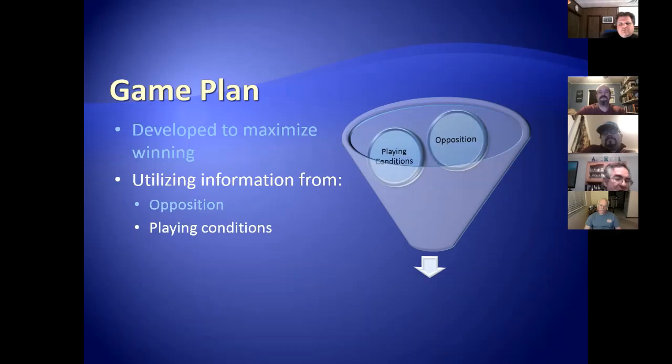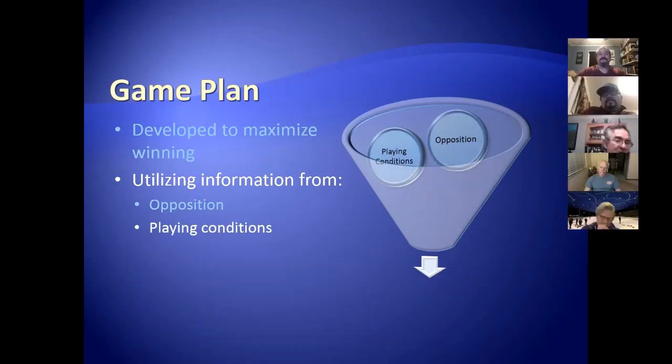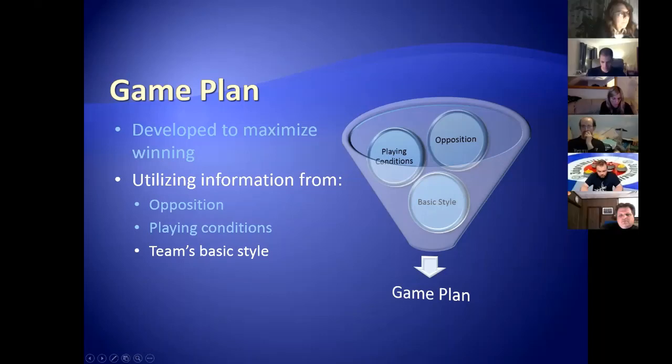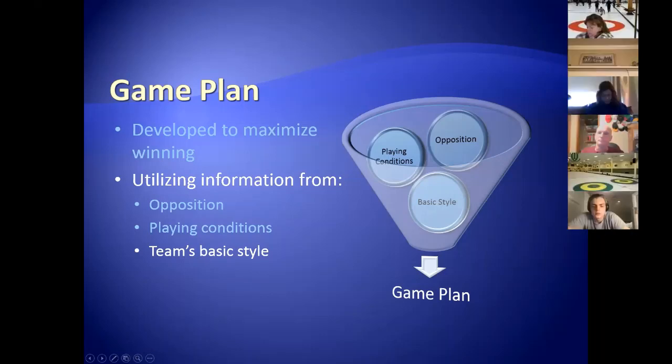The playing conditions. If the ice is playing very straight, it's much harder to draw around your guard. If the ice is playing very swingy, it's much harder to make precision tapbacks. So your plan might be adjusted based on the playing conditions. And of course, your team's basic style. So we're taking all of these things, and that's creating our game plan.